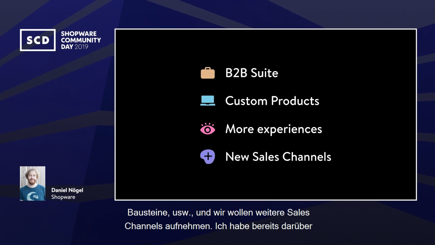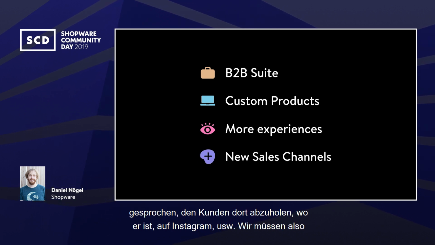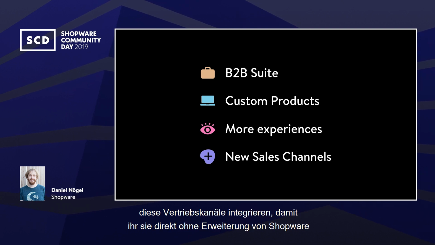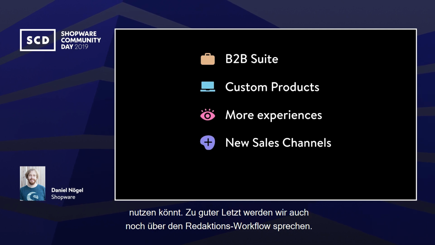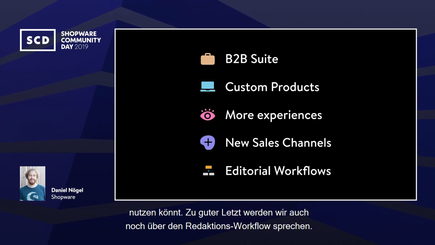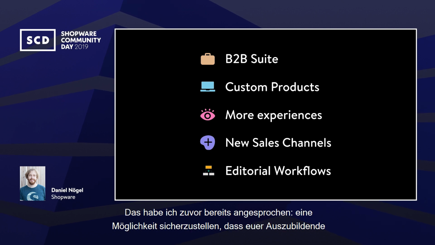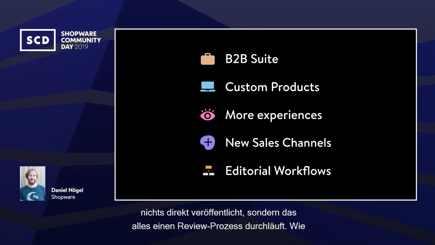And we want to add more sales channels. So I talked about catching the customers where they are, on Instagram and so forth. So we need to integrate those kinds of sales channels so you can use them right away without extending Shopware. And last but not least, we need to talk about editorial workflows. So the thing I was pointing out earlier, a way that you can make sure that your apprentice does not release things right away, but they go through a review process.